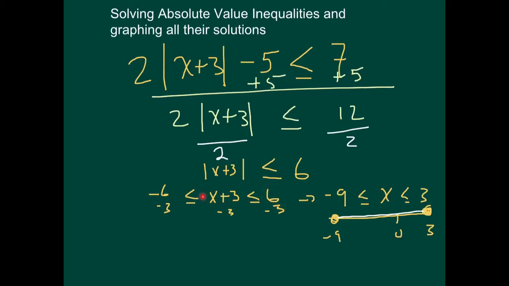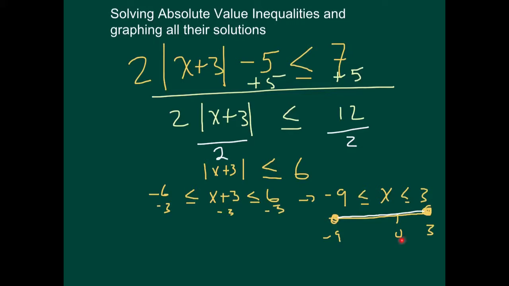And you want to find out what x is, so you're going to subtract 3 from all 3 sides. All 3 sides. Minus 3, minus 3, minus 3. Negative 6 minus 3, negative 9. x plus 3 minus 3 gives you your x. 6 minus 3 gives you 3. So x itself is going to lie between 3, including 3, and negative 9, including negative 9.